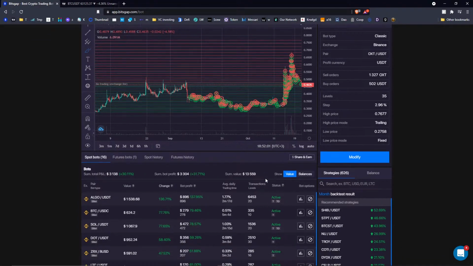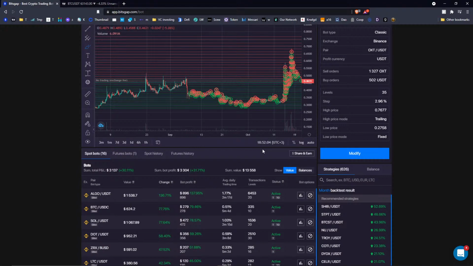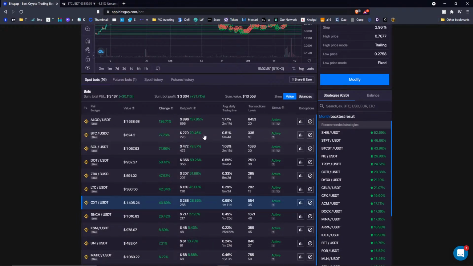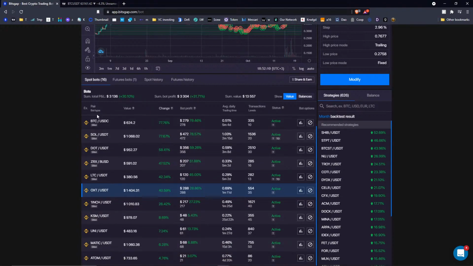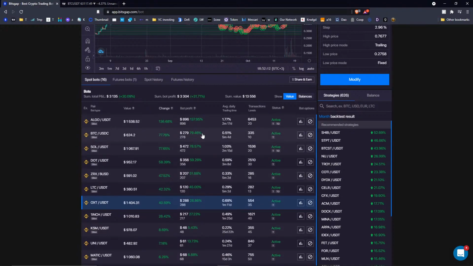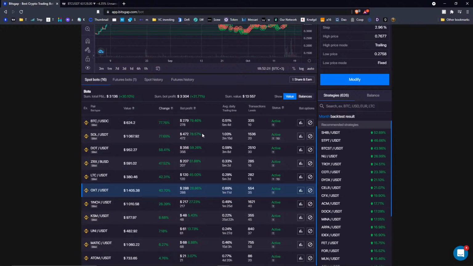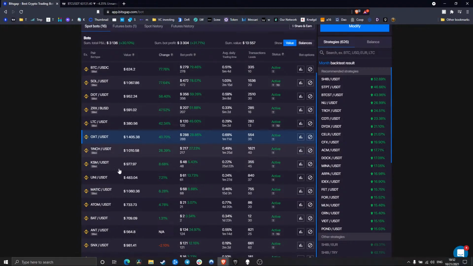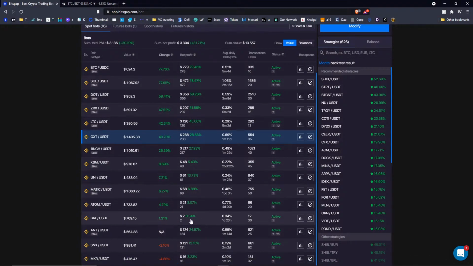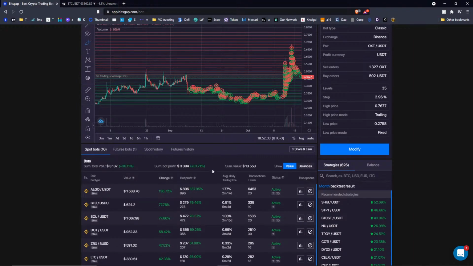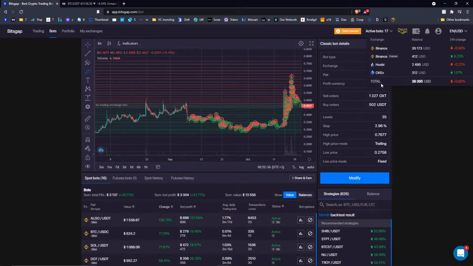As a rule of thumb, I would recommend trading only those coins you understand, mixing different coins and different strategies. That way some bots will outperform, some will underperform, and some will even be in the negative zone, like I have SNX and MKR. But thanks to those other bots, they offset this loss that I have right now in SNX and MKR. The only thing that matters at the end of the day is your total balance and this sum total P&L.